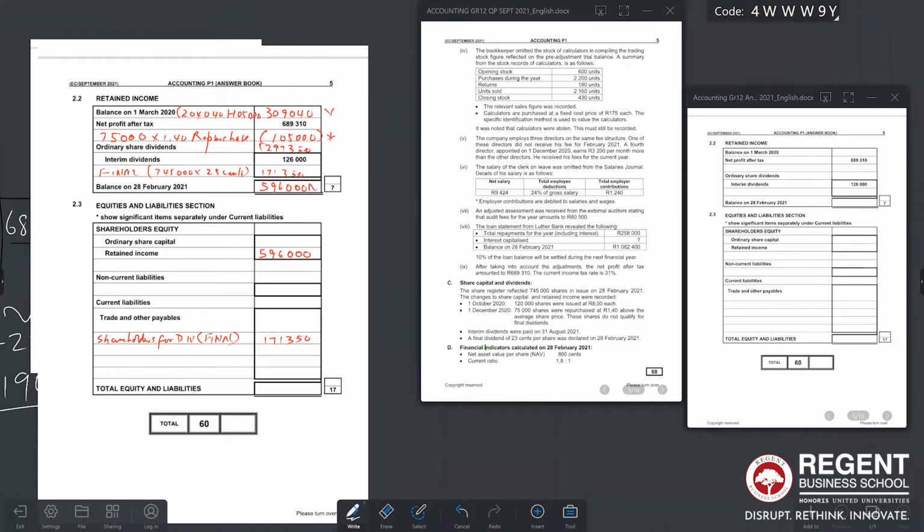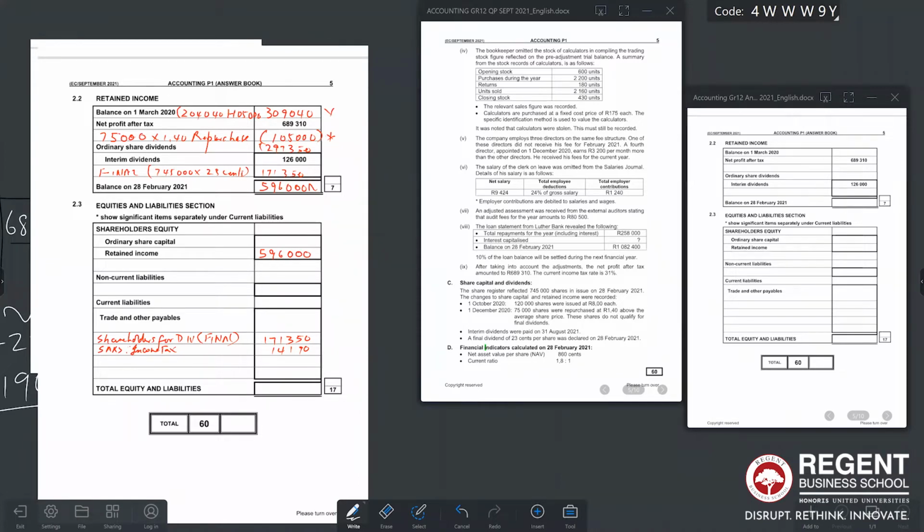The 204,040 was the figure in the retained income after I subtracted the 105,000. I've got it out there now. You should be able to follow it through. Try and see how we arrived at the figures. So I've got shareholders for dividend. That's the final 171,350. And the second thing that the learners forget to enter is the SARS Income Tax. I worked out my SARS Income Tax to 14,190. You should have 14,190.